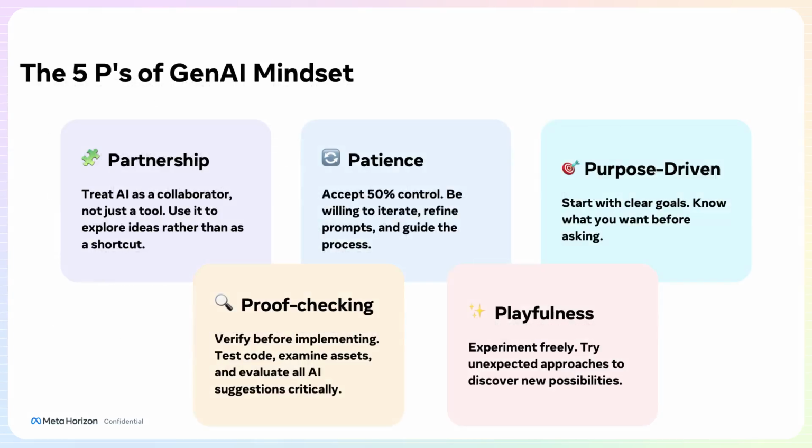All right, the 5 P's of Gen AI mindset. Go ahead, Blue. Yeah, first P, partnership. So treat AI as a collaborator or your personal assistant and not just a tool. Use it to explore ideas rather than as shortcuts. I always find myself personally limiting how I engage with AI, but every day I'm having to remind myself that I can ask it questions, and the way you can chain questions together, it continues to amaze me every day.